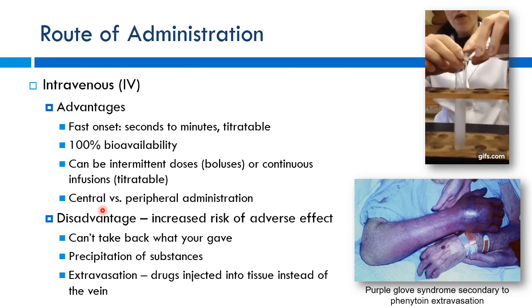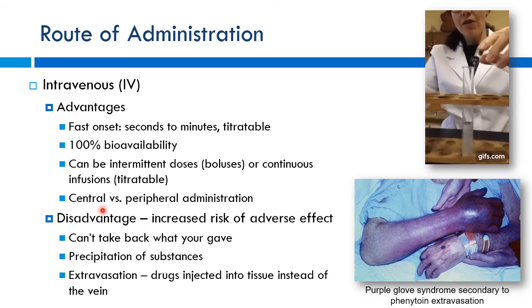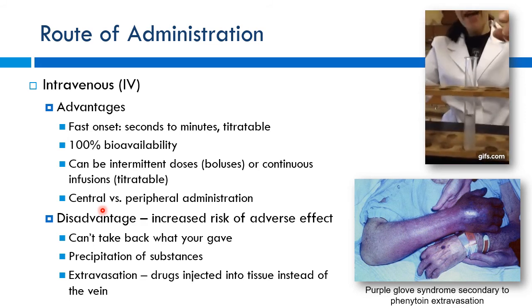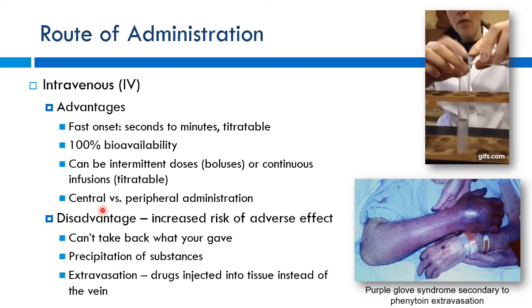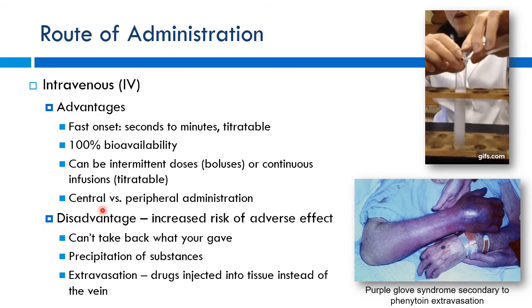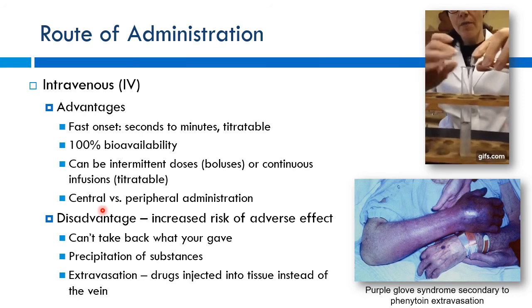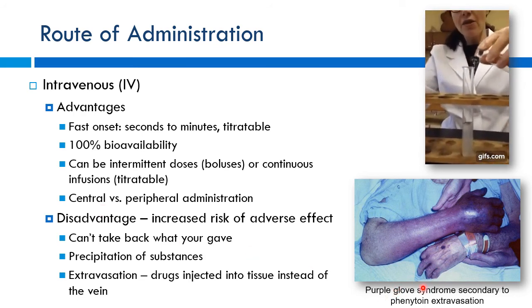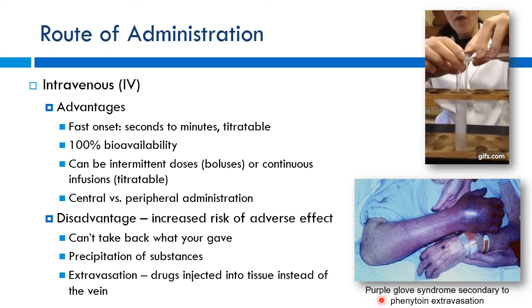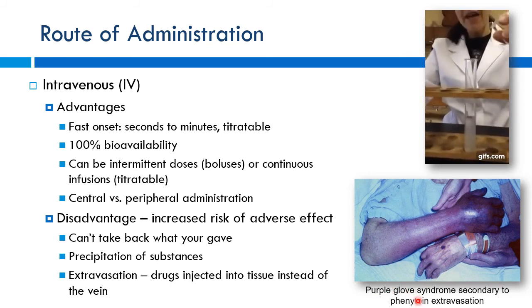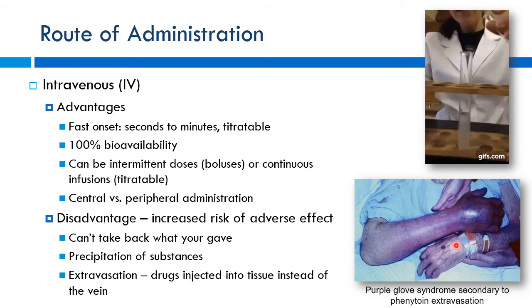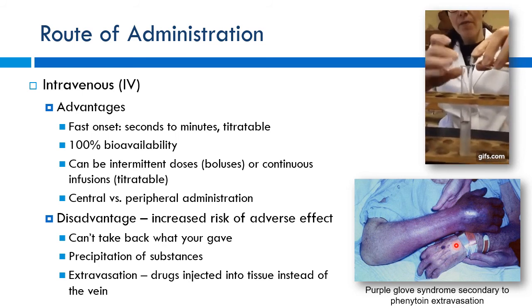Typically you want to give drugs that are more concentrated or that may be irritating to the veins more centrally, because when I dump it out into the vena cava, there's lots of blood there, it dilutes out very quickly, goes right to the heart, and I'm good to go. Versus peripherally, you can run into some issues. Here's an example of what we call purple glove syndrome, secondary to an anti-epileptic or anti-seizure drug called phenytoin.